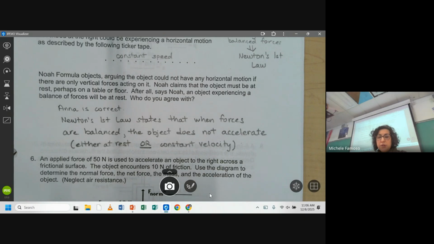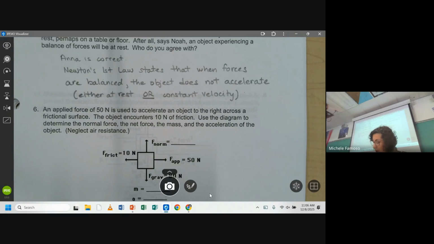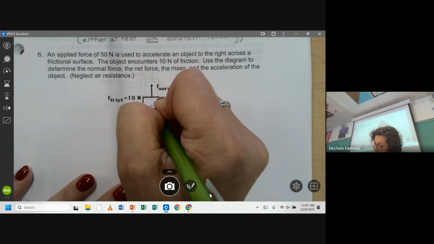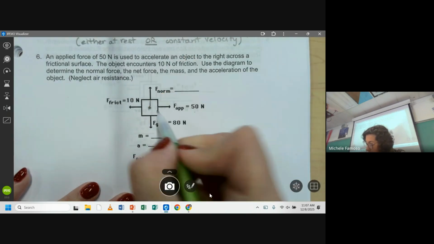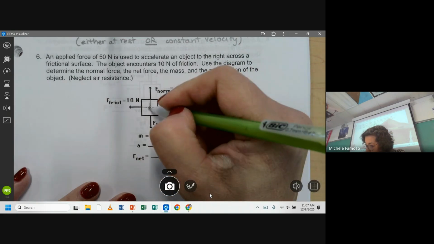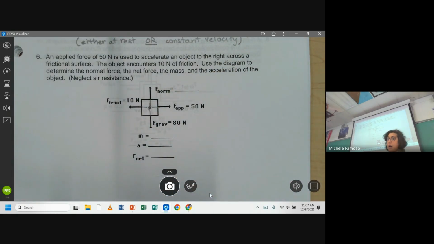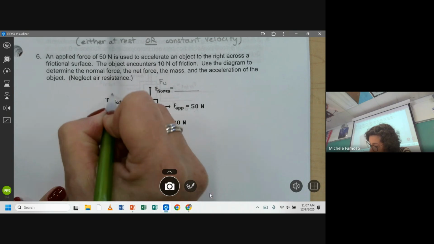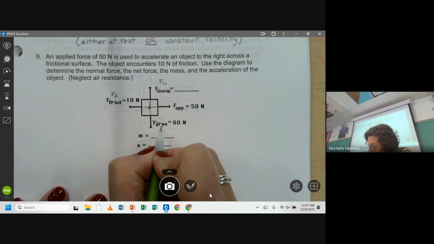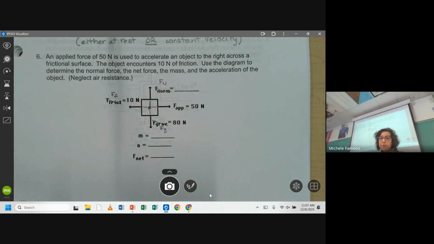Very good. Number 6. We have an applied force of 50 newtons being used to accelerate an object to the right across a frictional surface. The object encounters 10 newtons of friction. So here's what we're going to do. First thing I'm going to do is correct this free body diagram by adding the arrows to the center because they must always come out of the center of the box. I'm also going to fix the symbols on this picture. FN, FF, FG. The FAPP can stay.